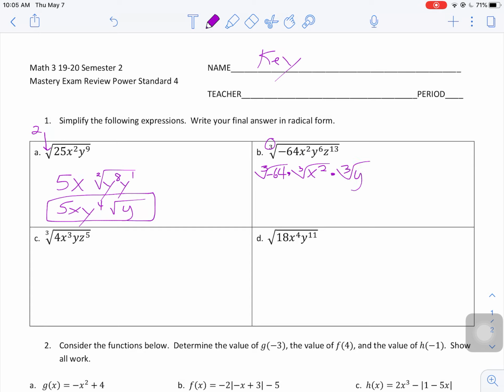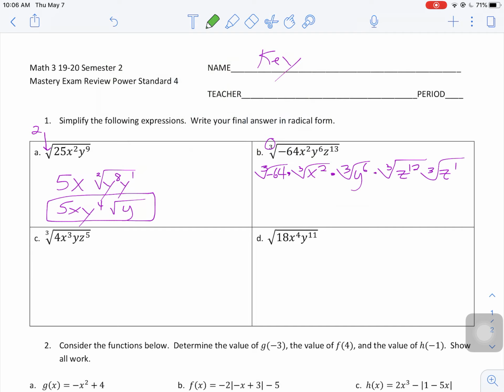Cubed root of y to the 6th, we should be able to simplify right away because 6 divided by 3 is 2. And then that last one in the back, we're going to need to split up z to the 13th because 13 divided by 3 is a decimal. So try the next exponent down. So 12. 12 divided by 3 is 4. That does divide evenly. So I'm going to split my z to the 13th into z to the 12th and z to the invisible 1.